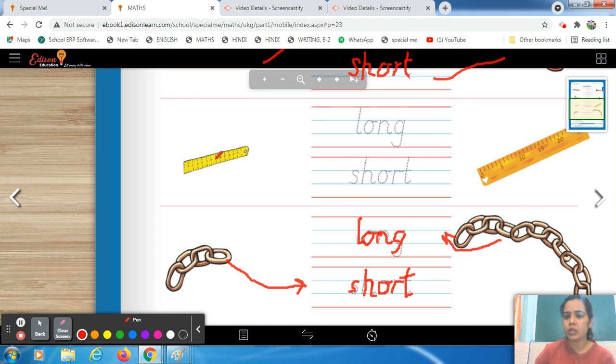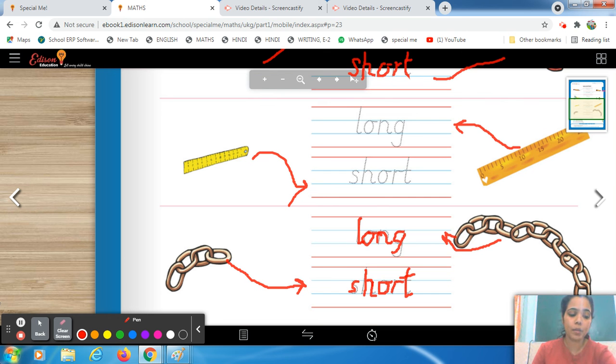Okay, so students, you have done it? Okay, tell me which one is long? Ma'am, this one is long. Very good. Okay, and which one is short? This one. Very good. So students, this one you have to write on your own. Okay, this is your maths work for today. You all have to revise it. One more time, I give you a recap.